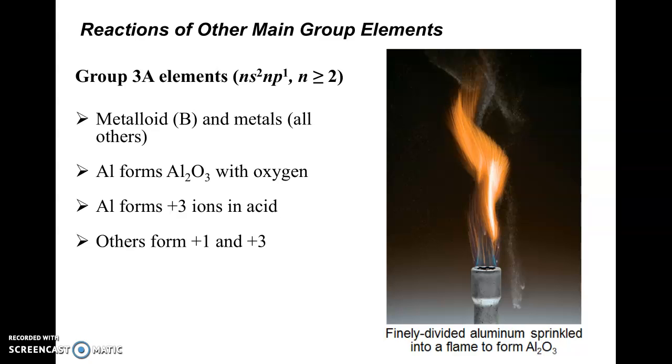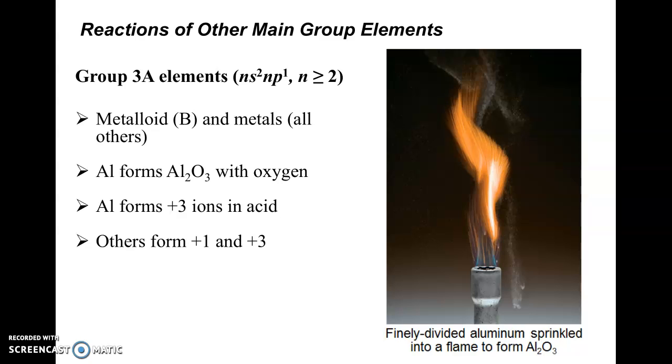The next one is aluminum. So aluminum forms aluminum oxide, and here's a diagram or a picture of it on the right of the slide. Very, very exothermic reaction, and in fact this is so hot that it is often used to start other reactions.